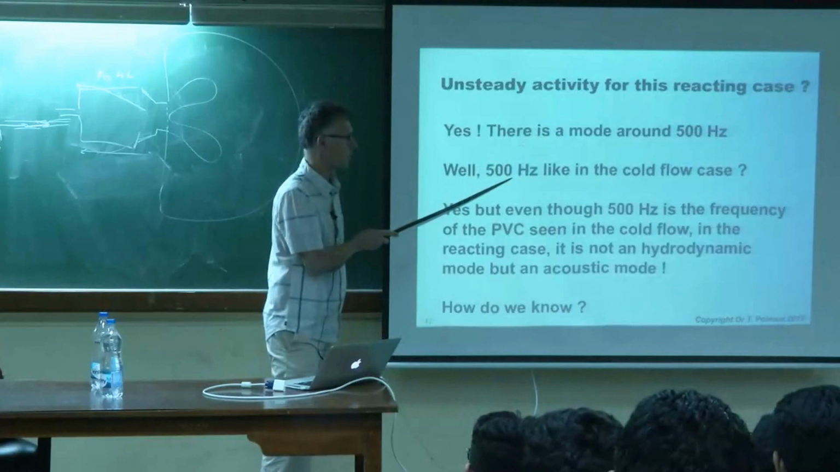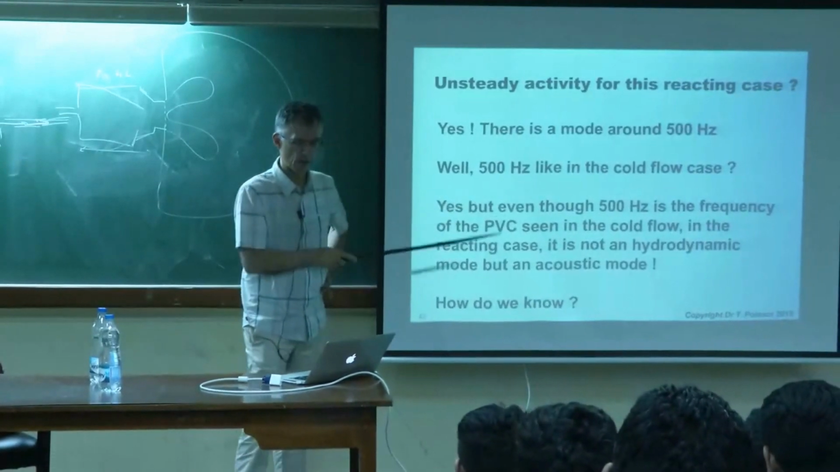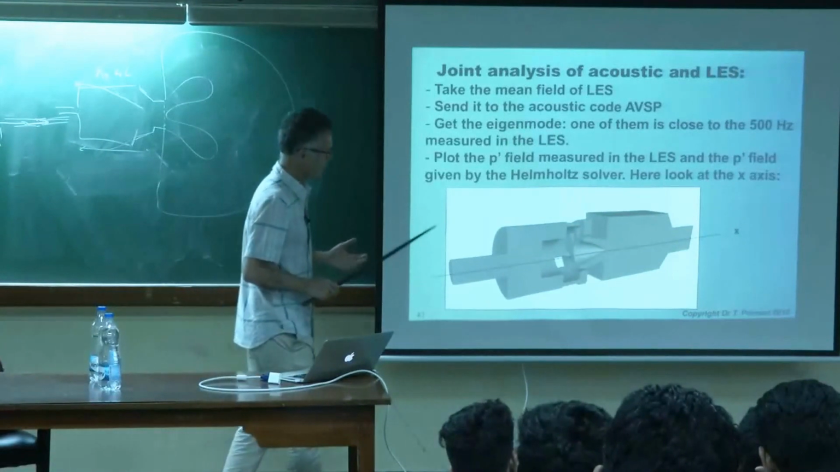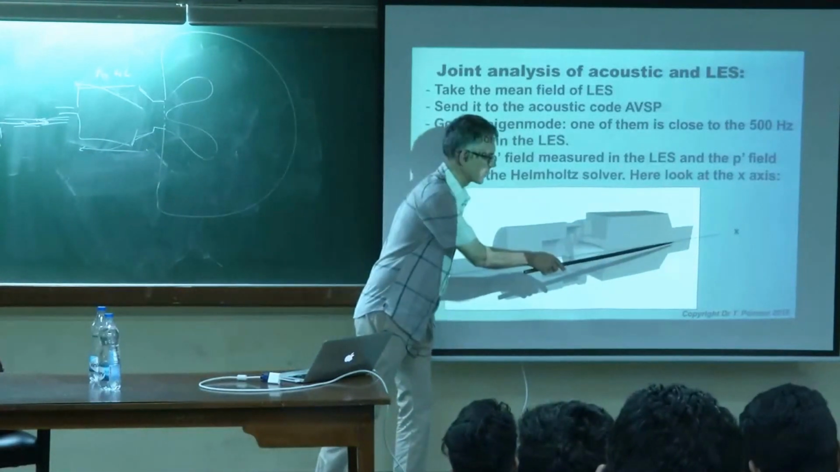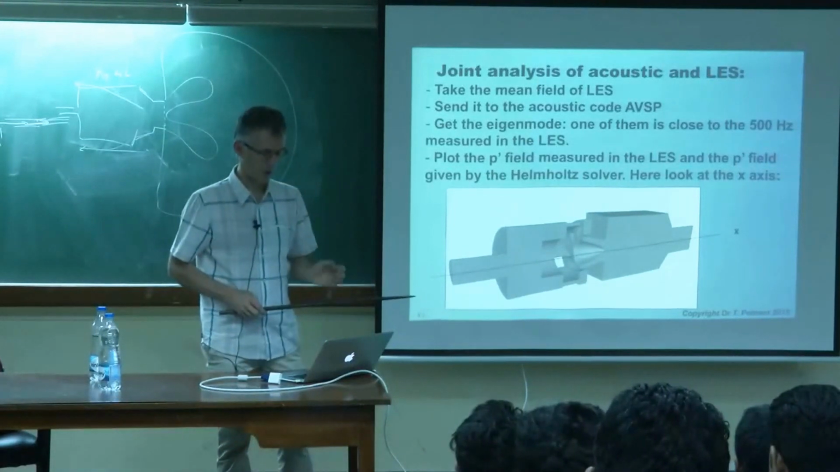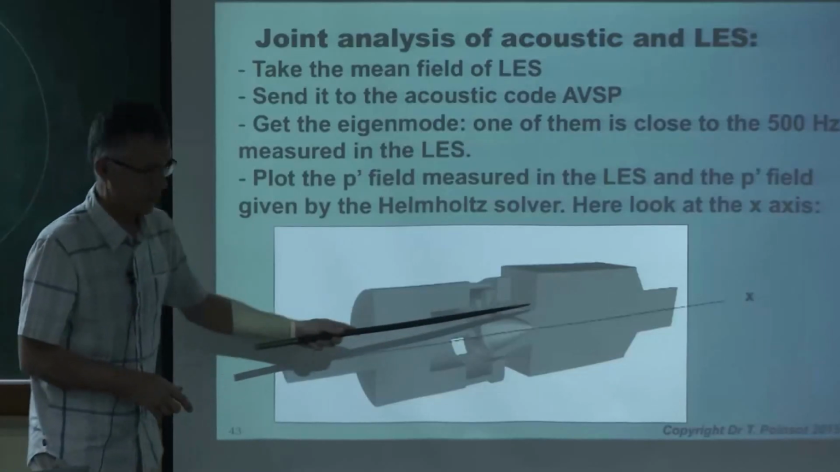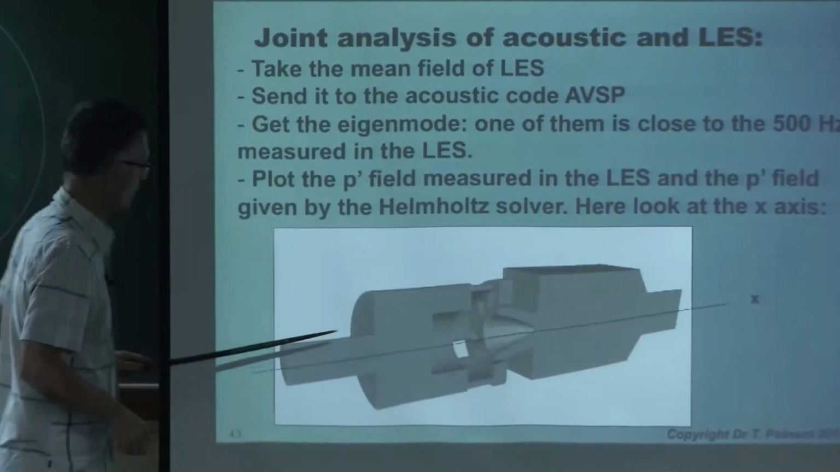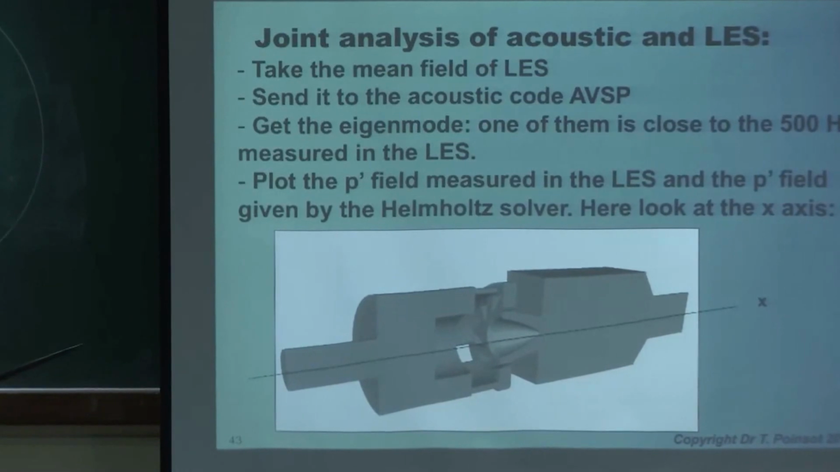This 500 Hertz mode looks indeed like the cold flow case, but it's not. How do we know? Well, the first thing we did is that we actually meshed the whole geometry here, and we computed the modes with the AVSP. So with the acoustic code, we can get the temperature profile. Here, we set P prime equals 0. Here, we set U prime equals 0, and we get the modes.